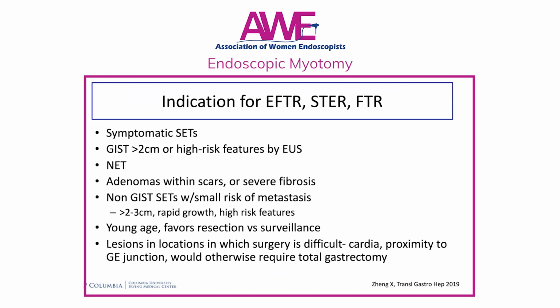So indications for this type of full thickness resection do include symptomatic submucosal tumors, GISTs that are greater than 2 centimeters but usually less than 4 centimeters, or have some high-risk features by EUS. Neuroendocrine tumors can be treated this way. And then in terms of full thickness, there are other indications such as adenomas with scarring. And lesions that we're looking at treating in this manner also include those in locations in which surgery might be difficult, such as the cardia or proximal to the GE junction, which might require more extensive surgery just due to the location, such as a total gastrectomy.